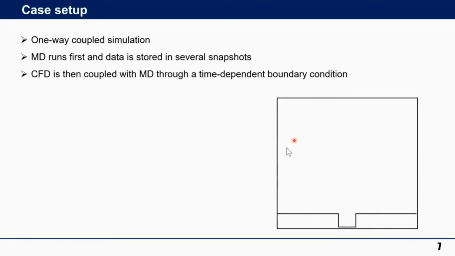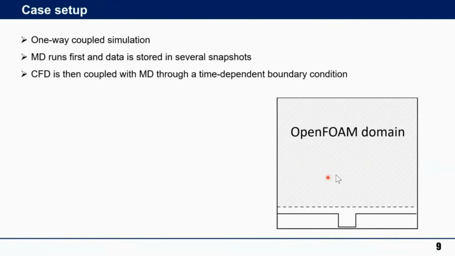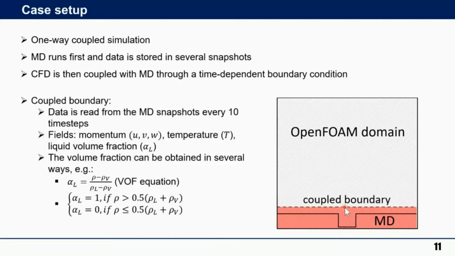So if this is our entire domain, let's say we split this domain into two parts with this horizontal line, and we solve the continuum simulation. So the CFD domain exists only above this line. But anyway, we still have the information, the data, the field in the bottom region from the MD simulation. So this dotted line appears to be the boundary between the two worlds, and this is where our coupled boundary actually exists. So at this boundary, we need to read data from the MD and pass this information to OpenFOAM as a time-evolving boundary condition.